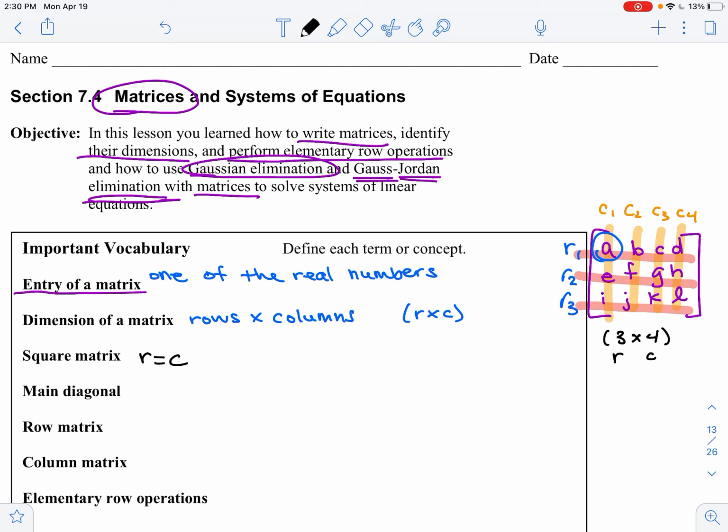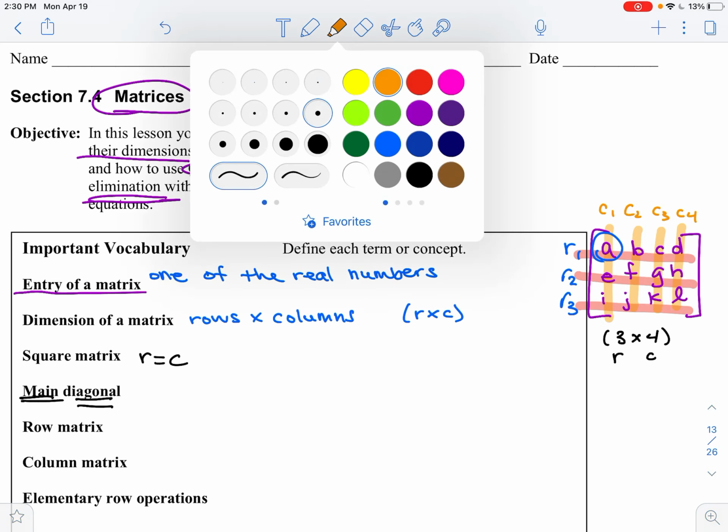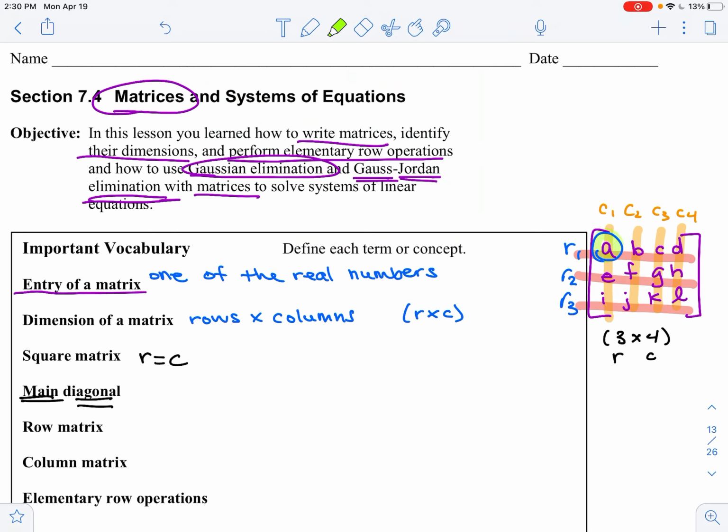And the main diagonal, when we're talking about that, is when we go from the upper, I'm going to highlight it in green for you for the main diagonal. It's the upper left, and then it goes diagonally like this, but it has to be usually in a square matrix. So we'd go from the upper left down to the lower right, and we usually call it like this.